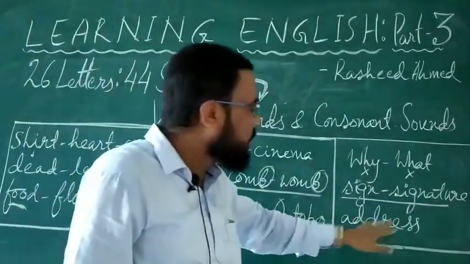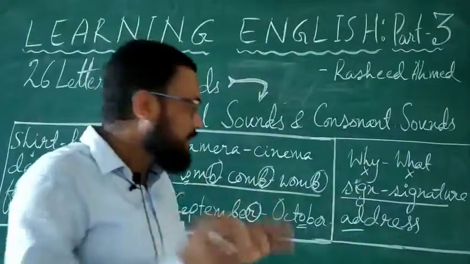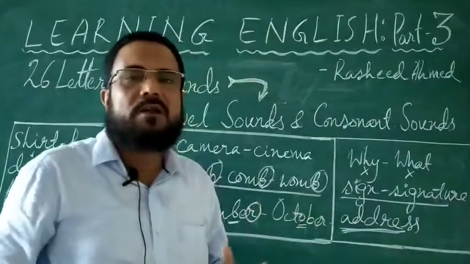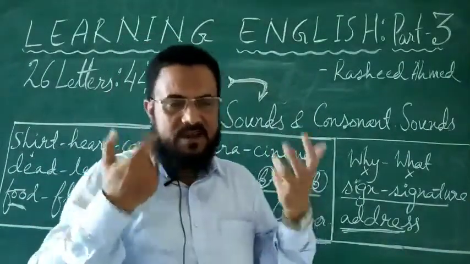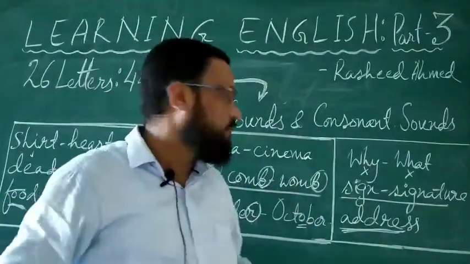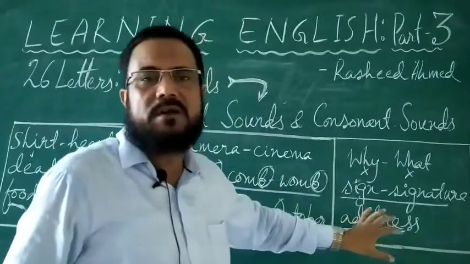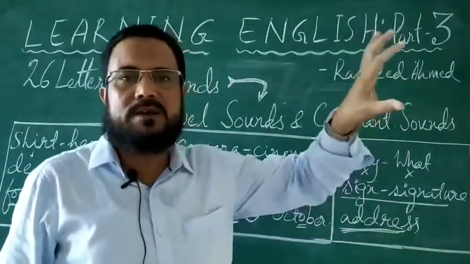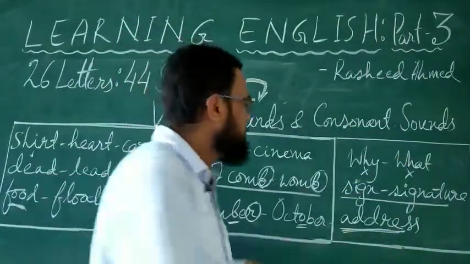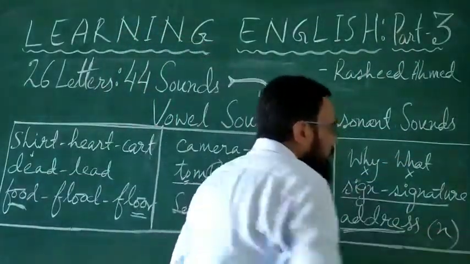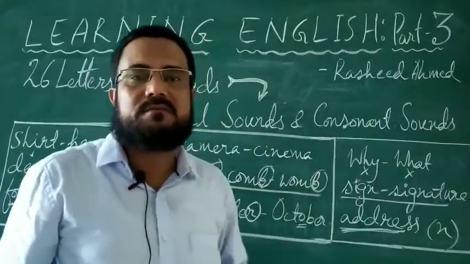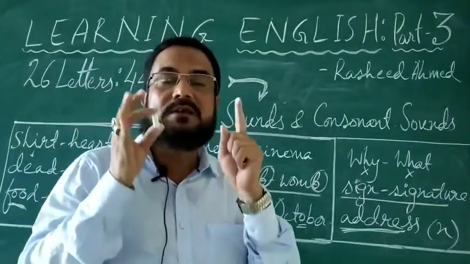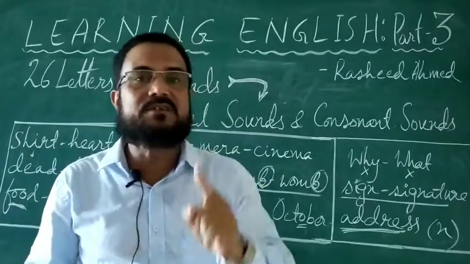This word I have written alone here, address. There are many words which are used as a noun, as a verb, as an adjective also. Address can be used as a noun, can be used as a verb also. Address means the place where someone lives. So if you use it as a noun, what is your address?